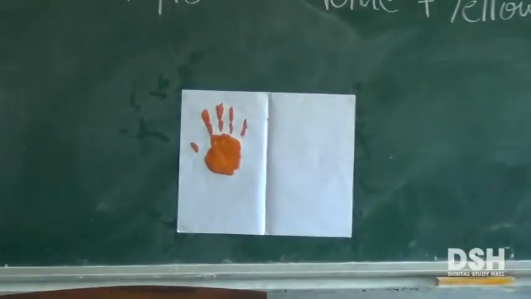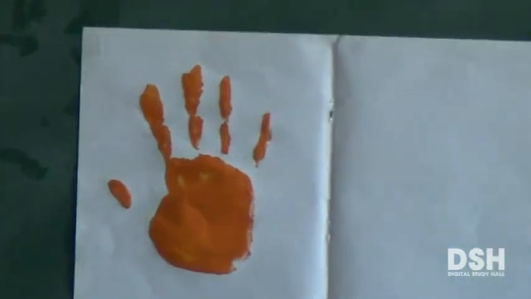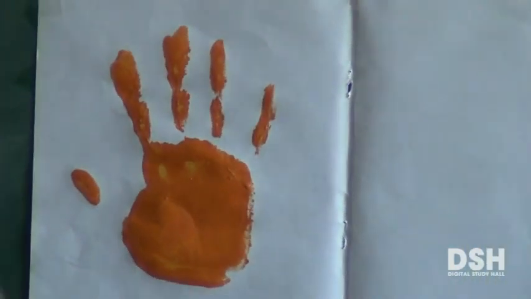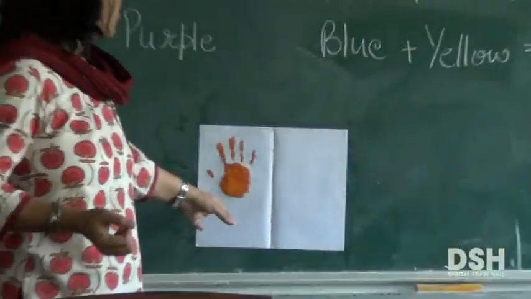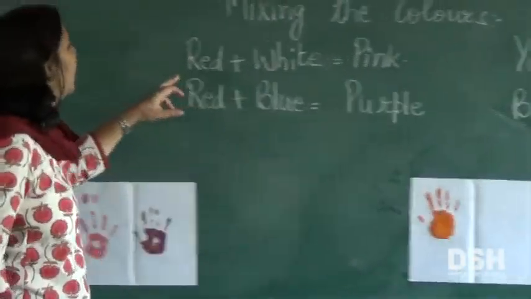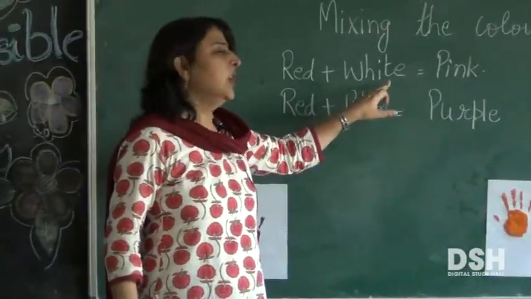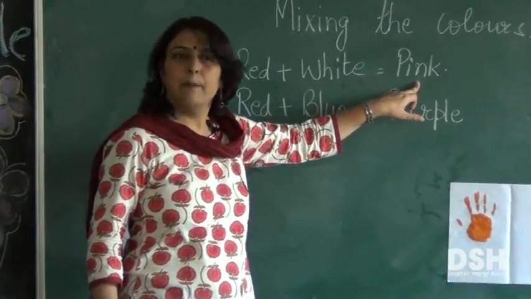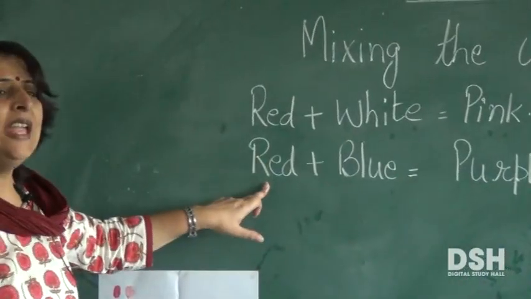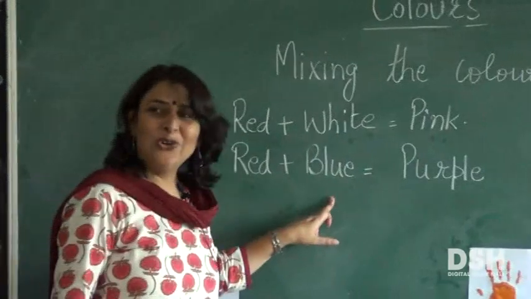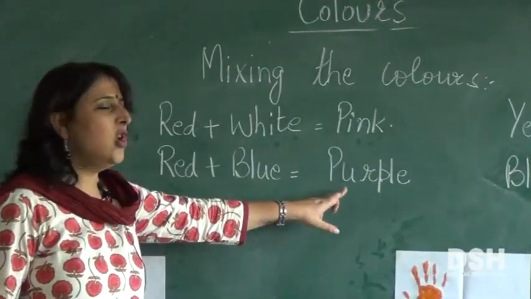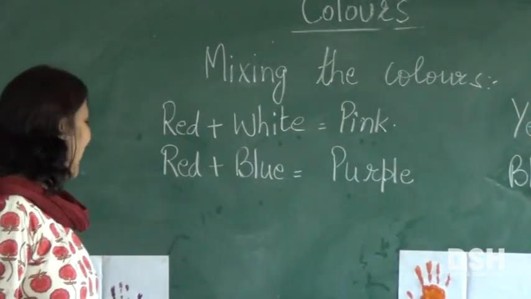Wow. Which is this color? Orange. We got orange color. So this is orange. So let's read this. Red plus white will give you pink color. Red with blue will give you purple color.